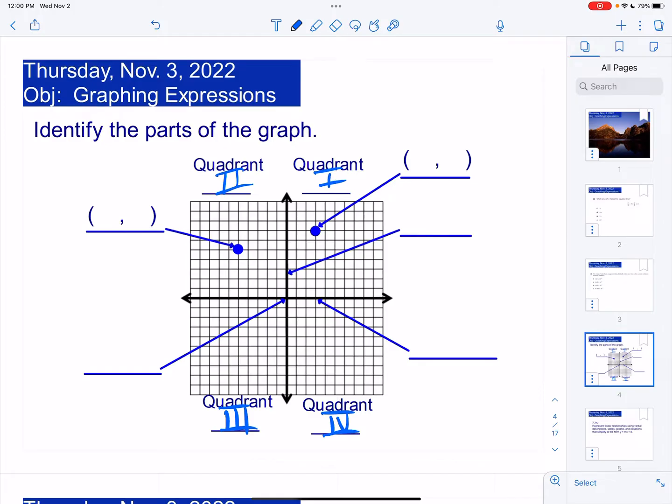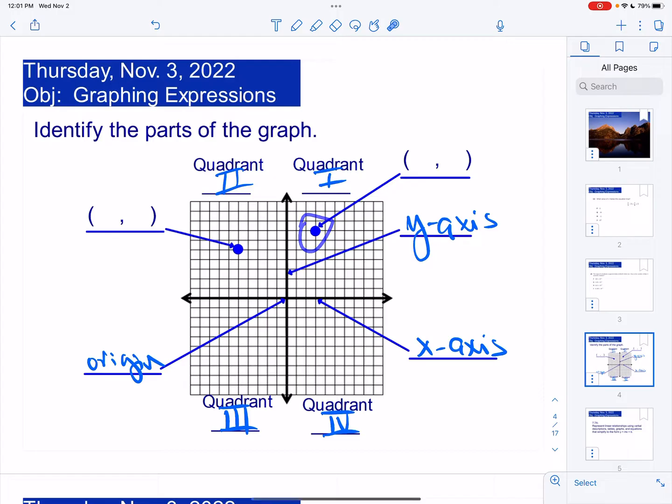Okay, there are lines in the middle, where the horizontal line is what we call the x-axis. The vertical line, the one going up and down, is called the y-axis. And we know that the point in the middle is called the origin.